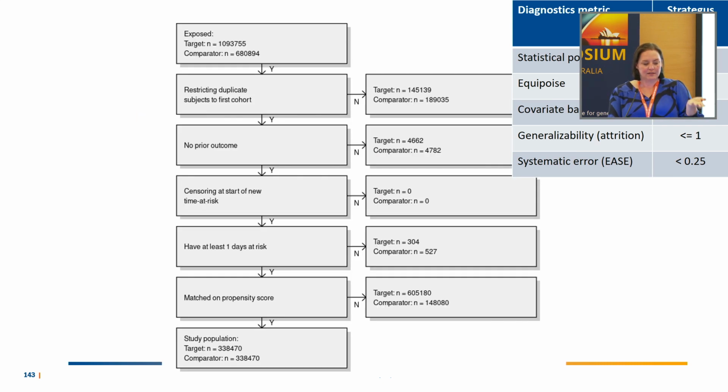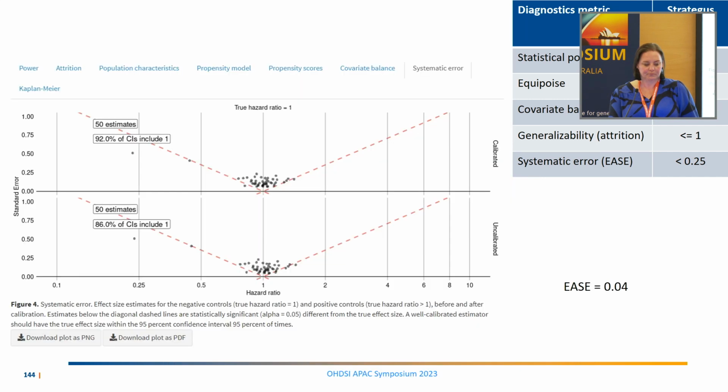Attrition, here we've got quite a lot that we lose, but we still have a very big number of patients that we have in this database. For our E-score, we get 0.04, okay? That's very tight. And you can see when you start looking at these calibration plots, you can start to see how the E-score kind of works from these distributions.